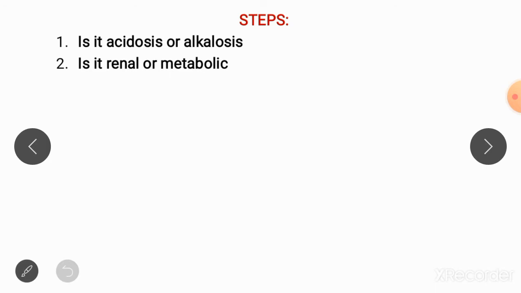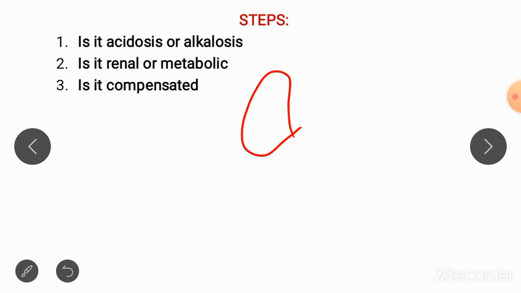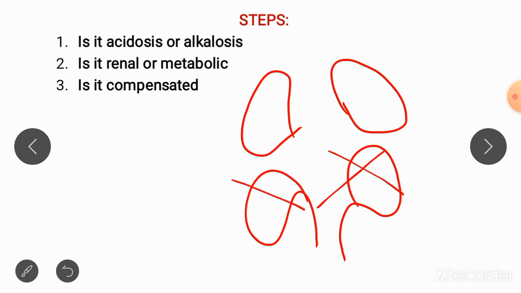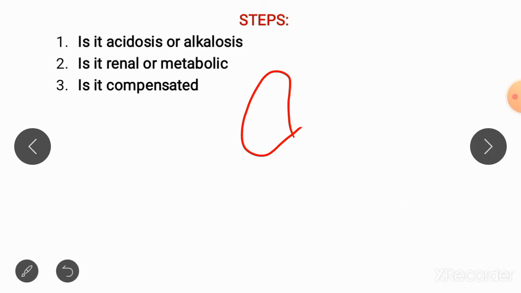Once you have determined whether it is metabolic or respiratory disturbance, then you are going to see if it is compensated or not. As I mentioned before, whenever the acid base disturbance is because of lungs, that is, it is of respiratory causes, the compensation is going to be carried out by the kidneys. And whenever the acid base disturbance is because of the kidneys, your lungs are going to compensate for it, and this is how you are going to see if it is compensated or not. So these are the three steps of solving the scenario given to you about acid base disturbance.